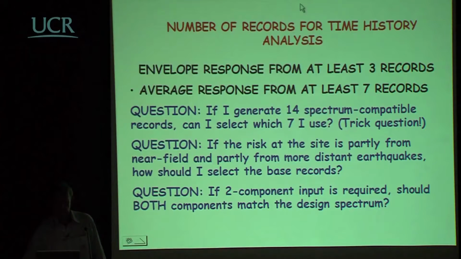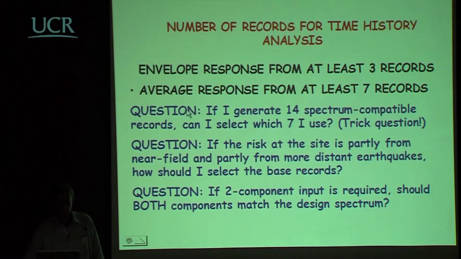All right, how many earthquake records do we use? And codes have been fairly uniform in doing this. They've said, well, you can use 3 records, but if you use 3 records, you must take the envelope of the response. If you use 7 records or more, then you can take the average response as being indicative of what the performance will be.